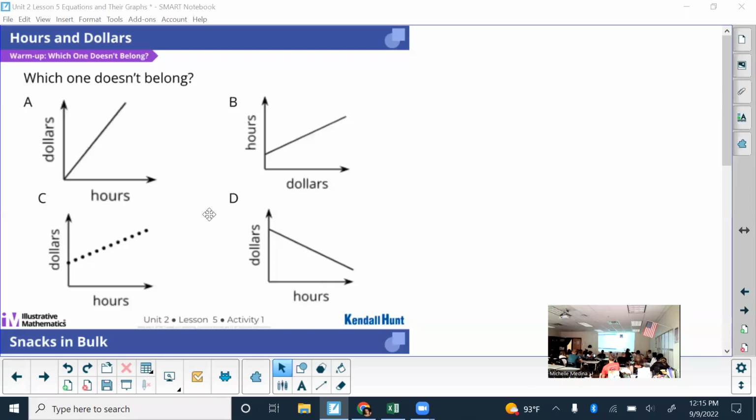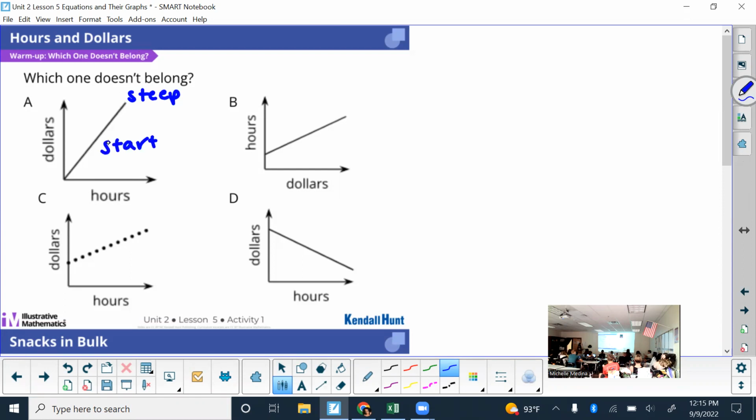What you're supposed to do is determine which one doesn't belong. Raise your hand if you think that A doesn't belong. Why does A not belong? Because it's really deep. And it's the only one that starts at 0. They're all right.